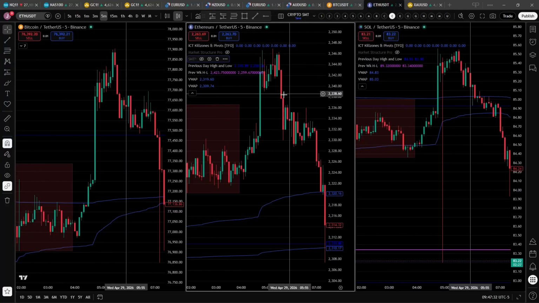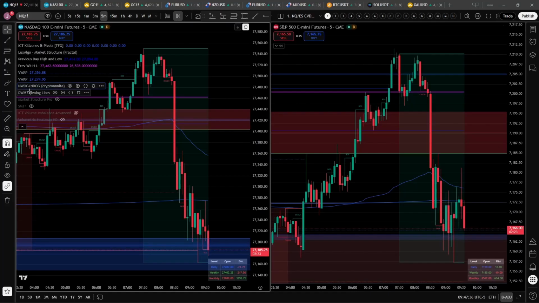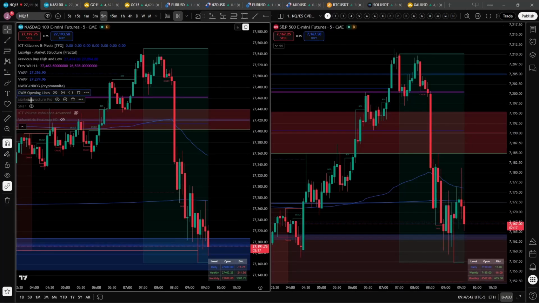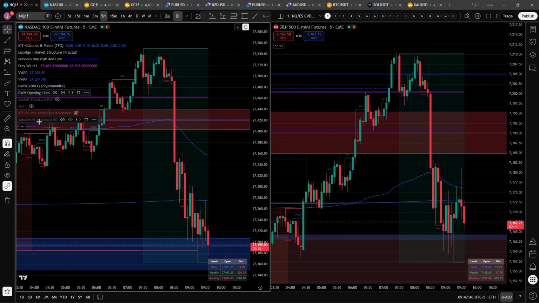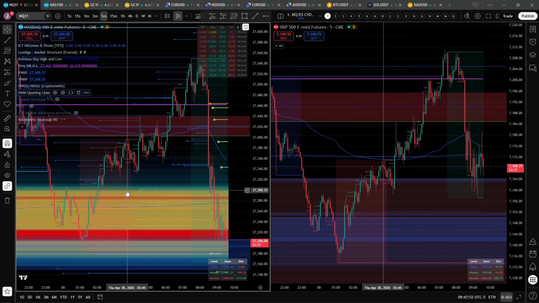VWAP. Oh, I don't need to have SMT on there. Okay, good. So both the VWAPs, daily and monthly, and daily, weekly, monthly opening lines. And then we have, I made this indicator myself using AI. That was pretty cool. Volumetric heat map. This is so stupid. This is so crappy. But yeah, I don't use any of it.